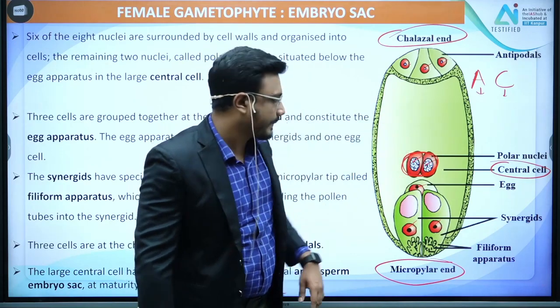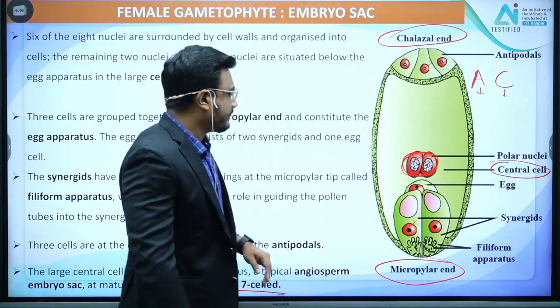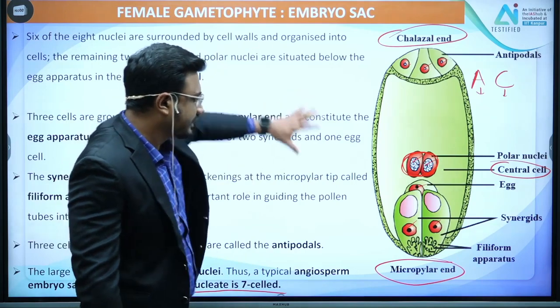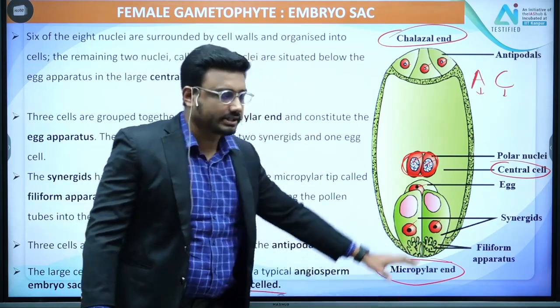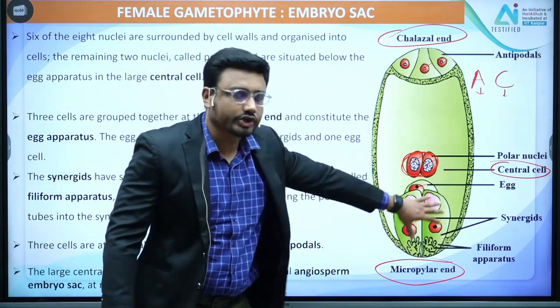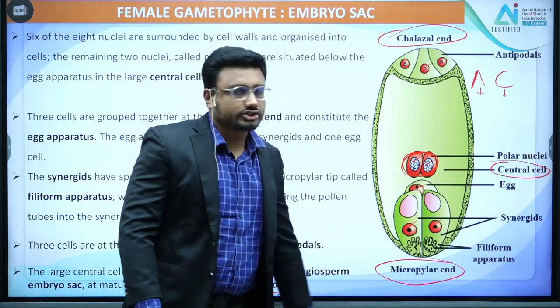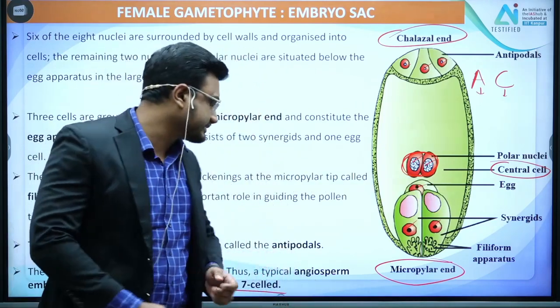Okay. Now this filiform apparatus helps in the entry of the pollen tube inside the synergids. So now let's move to the next key concept.